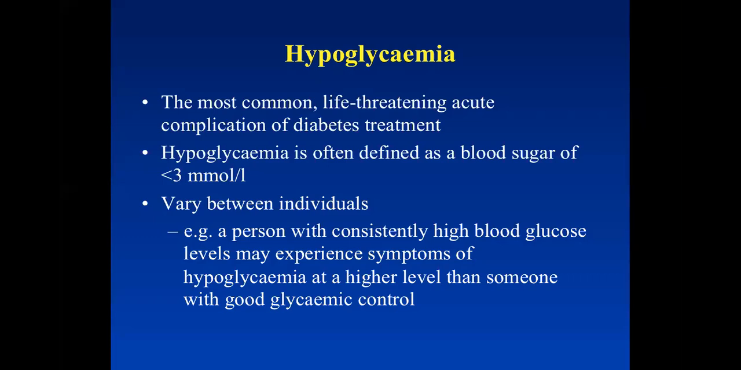varies between individuals because different people's response to low glucose levels is different. For some, it may be 3.5, for some it may be 2.5. So for example, a diabetic patient with very high blood glucose levels all the time might experience symptoms of hypoglycemia at a higher level than a normal person or someone with very good glycemic control. So for them, this could be even 4 millimoles per liter. At 4 millimoles per liter, they can experience symptoms of hypoglycemia.